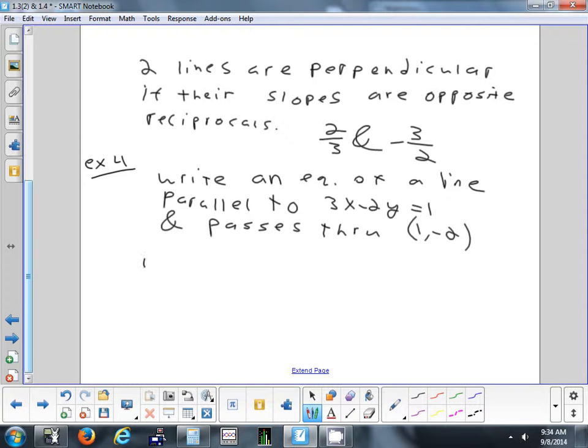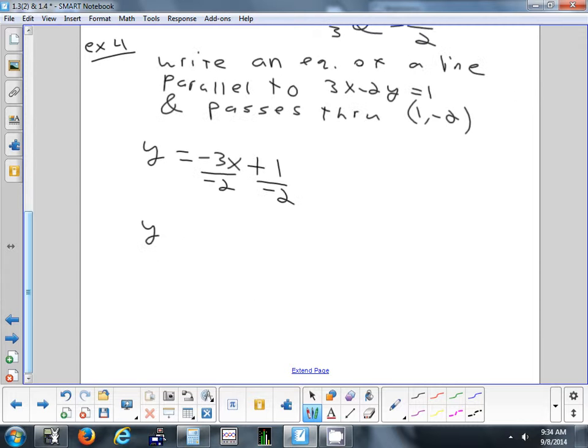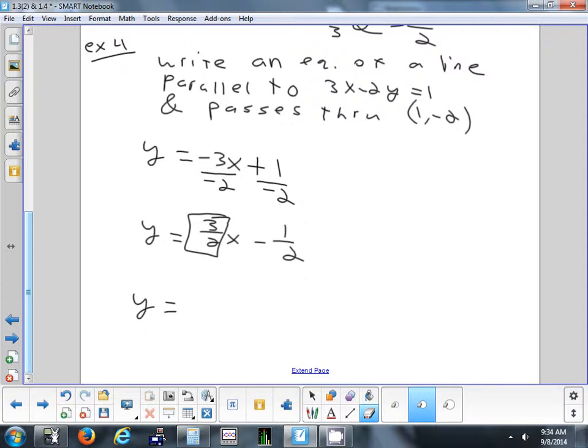So if we solve this for y, we would have to subtract the 3x. I have a positive 1. And I'd have to divide everything by negative 2. So I get y equals 3/2 x minus 1/2. That's the slope of my new line because it's parallel to my old line. So my slope is 3/2. Now, you've got a couple ways you could do it. You could do y equals mx plus b, or use point slope form: x1, y1, m. Fill in those 3 values, and then that's your answer.